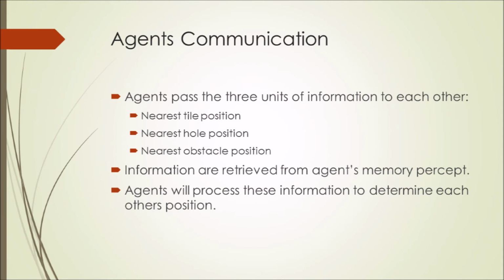Agents pass 3 units of information to each other. These units are nearest tile position, nearest hole position, and the nearest obstacle position with respect to the project specifications. This information is retrieved from the agent's memory percept. The receiving agent will then process this information to determine the sender's position. This is to ensure that the agents do not overlap each other's exploration paths.